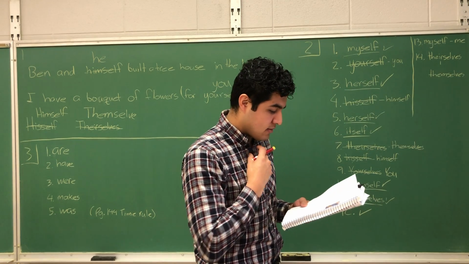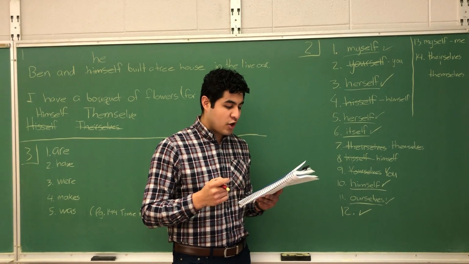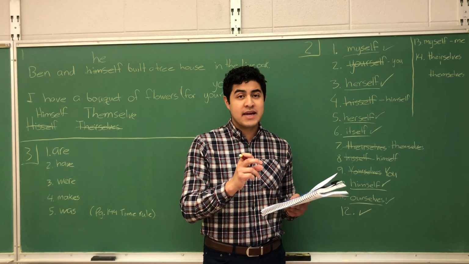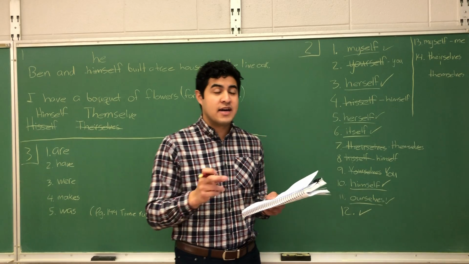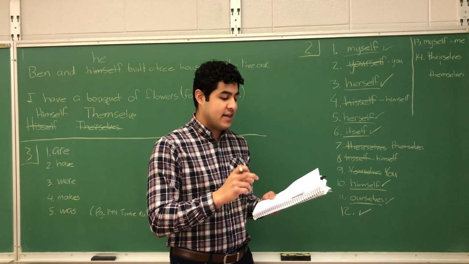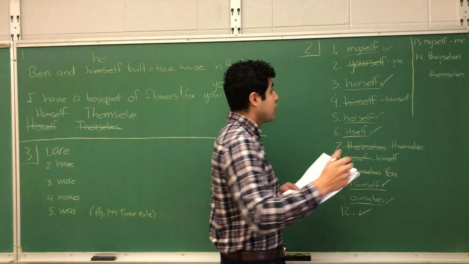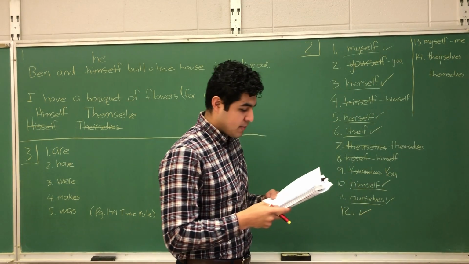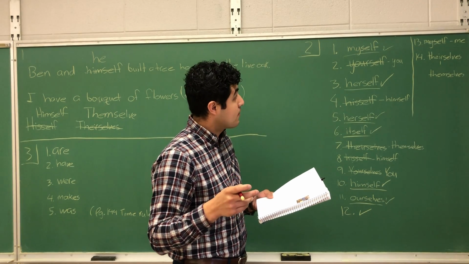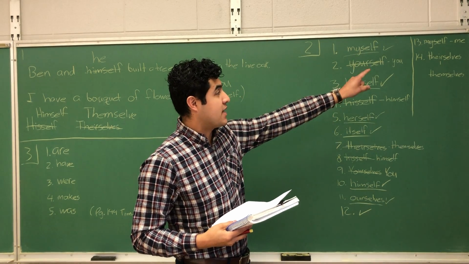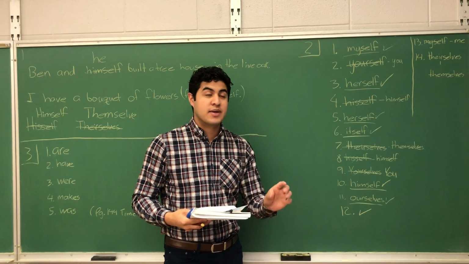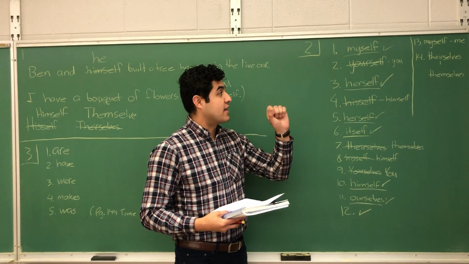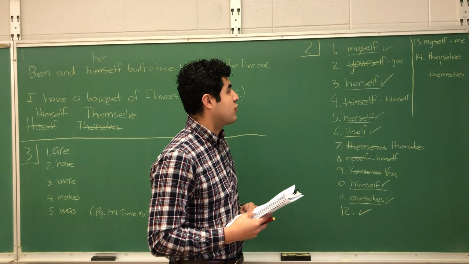Number 13. Hannah sent myself a postcard from Hawaii. Myself here is not referencing back to Hannah. It's not renaming Hannah. It's referring to somebody else. So myself would have to be eliminated and me would have to be put in its place. Hannah sent me, so me is being used as a direct object, okay? Me is the personal pronoun in the objective case. So we use the me there.